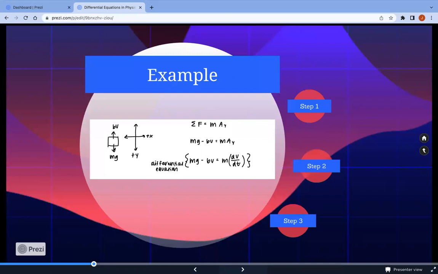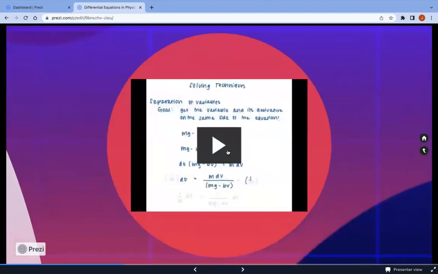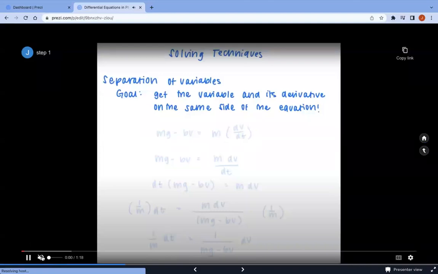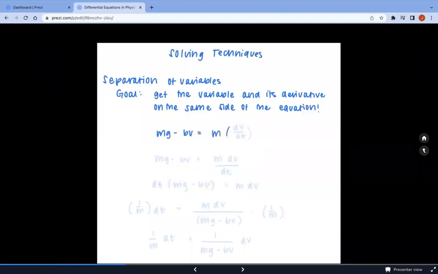We have a variable and its derivative. Velocity is our variable, and dv over dt is our derivative. Now let's look into how we can actually solve this. We want to use a method called separation of variables, in which the goal is to get the variable and its derivative on the same side of the equation.